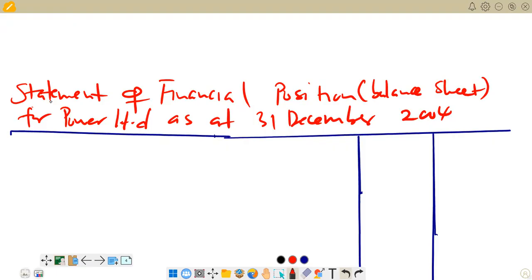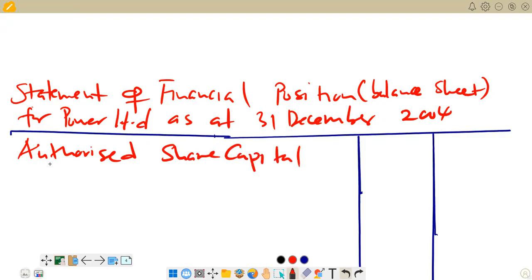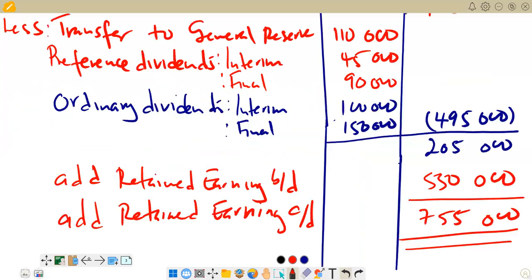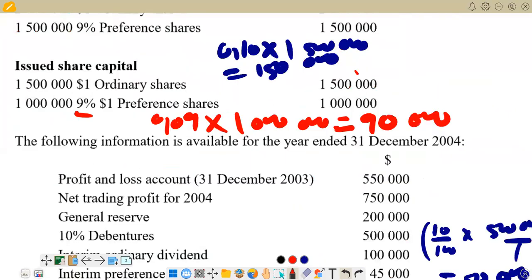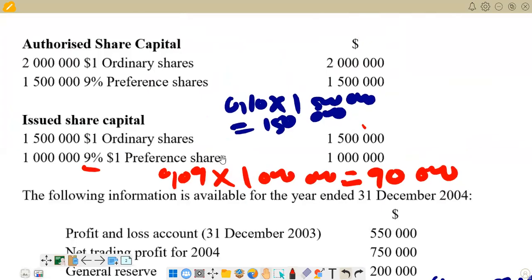And obviously, we are going to start with authorized. Remember, authorized is just a disclosure procedure. We just show it. We are going to start with authorized share capital, and then you can underline. So you now list the authorized that we have. You can check that authorized in the question. Right, you see the authorized is here.